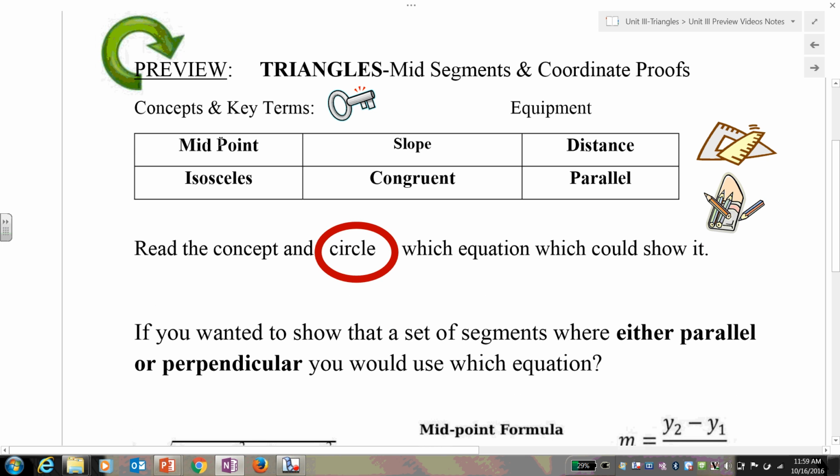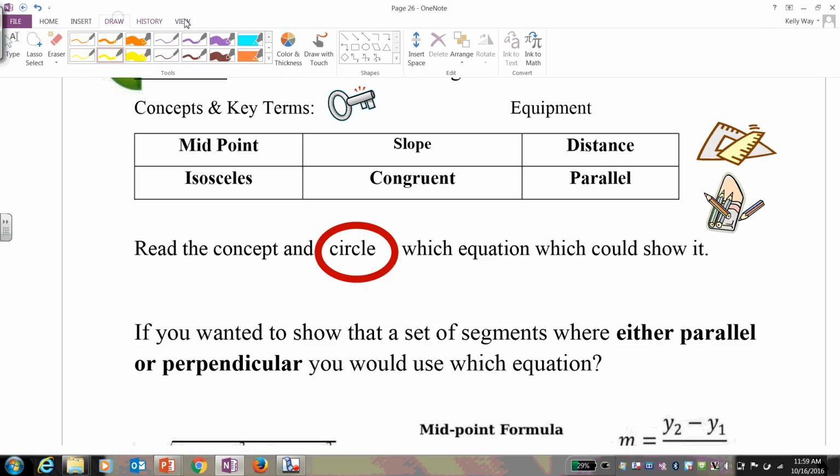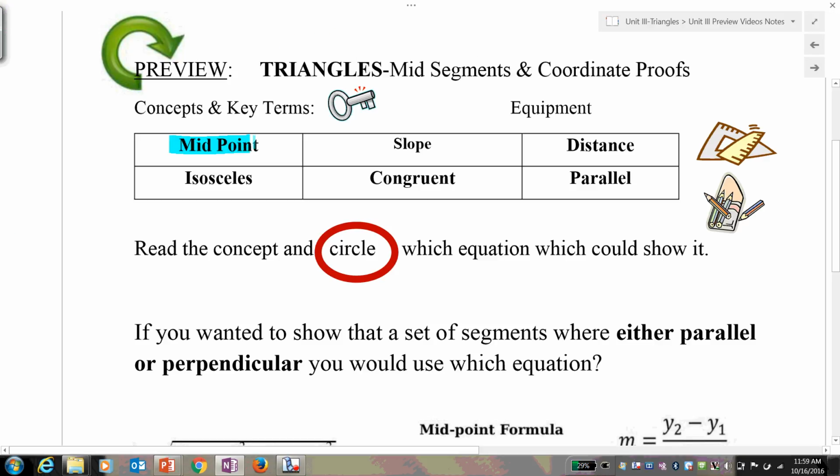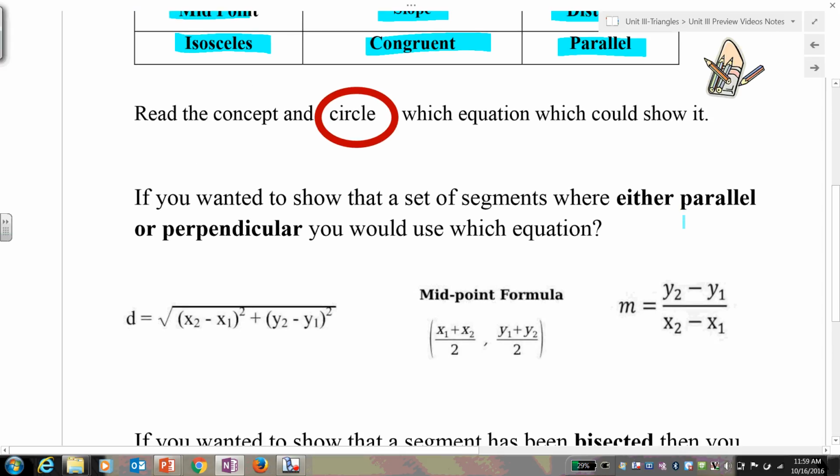So this is called mid-segment and coordinate proofs. And by the time we're done, you're going to be familiar with these terms. Midpoint, slope, distance, ring a bell, isosceles, congruent, parallel. Let's do a quick review. We're going to read the concept and then circle which equation you think could show it.